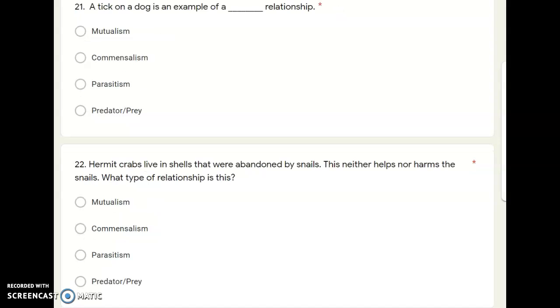Number 21, a tick on a dog is an example of a blank relationship. Choice 1, mutualism. Choice 2, commensalism. Choice 3, parasitism. Choice 4, predator-prey. Number 22, hermit crabs live in shells that were abandoned by snails. This neither helps nor harms the snails. What type of relationship is this? Choice 1, mutualism. Choice 2, commensalism. Choice 3, parasitism. Choice 4, predator-prey.